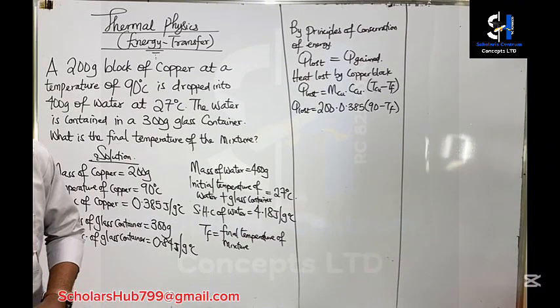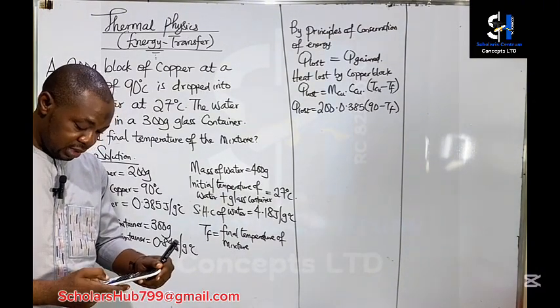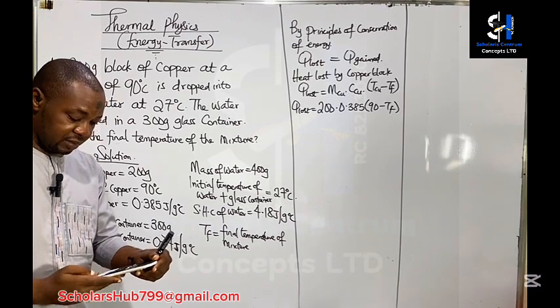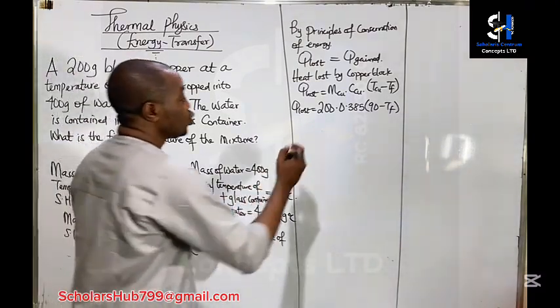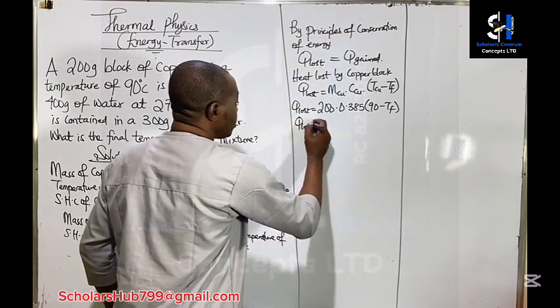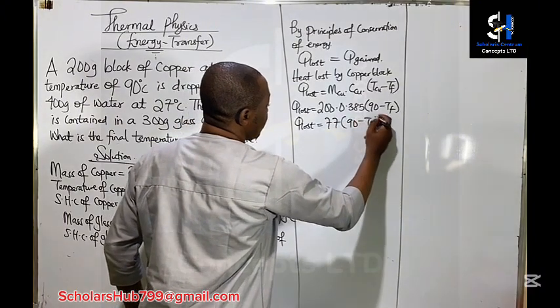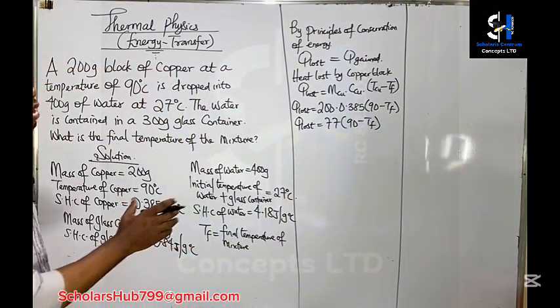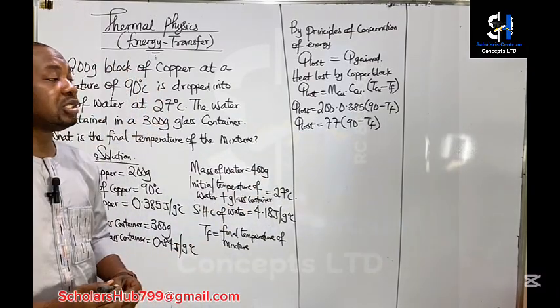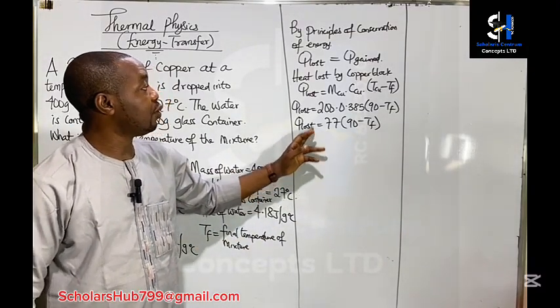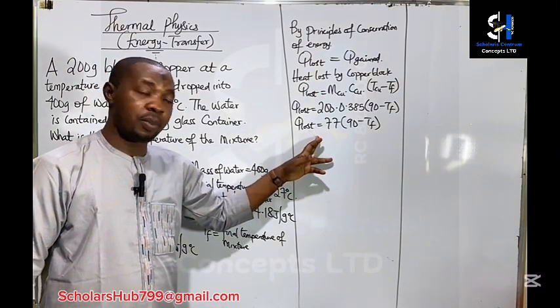Okay, so let's multiply 200 by 0.385. That will be 77. So Q lost is equal to 77 multiplied by 90 minus TF. This is the expression, the equation for the heat lost by the copper block.